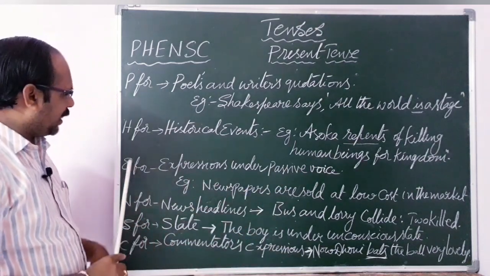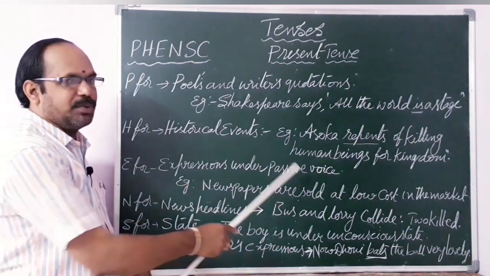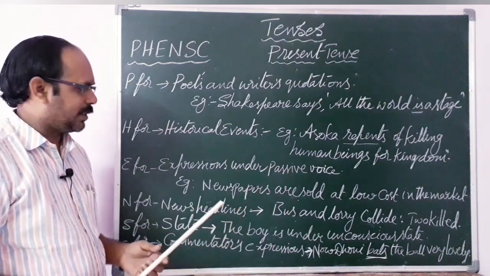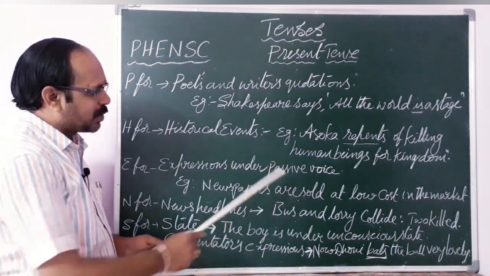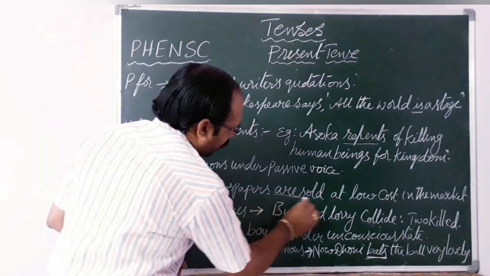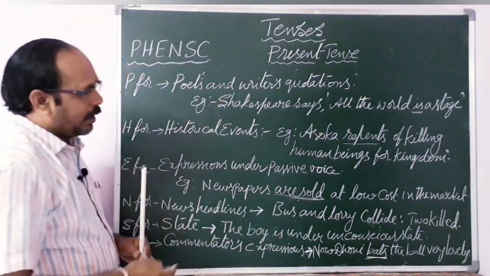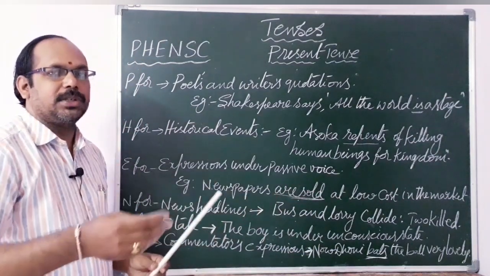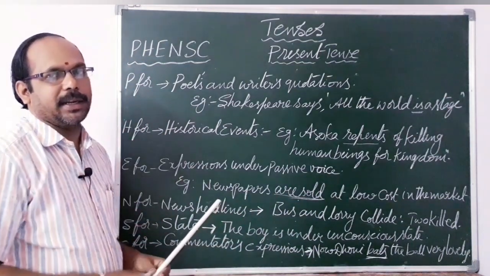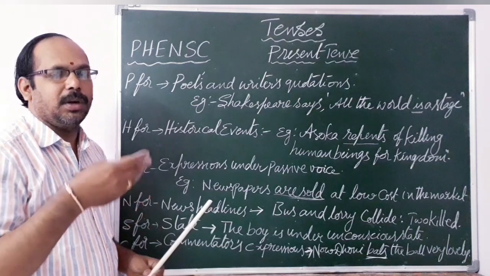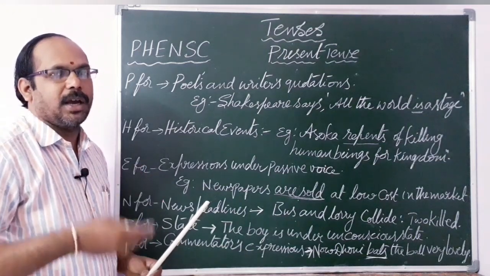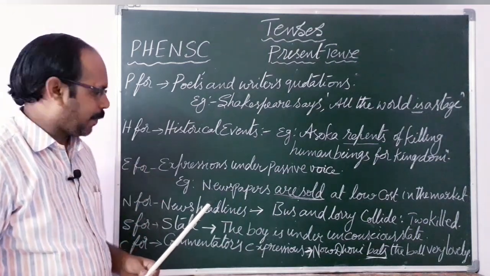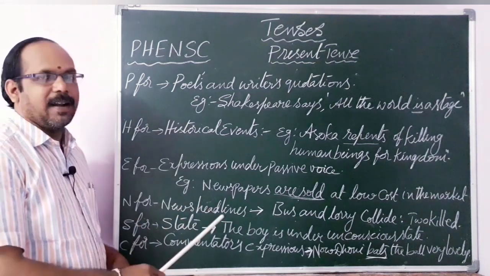And E for expressions under passive sense or passive voice. So newspapers are sold at a low cost in the market. Are sold is passive voice. Vegetables are sold in the market. Bananas are sold in the market. Like that.